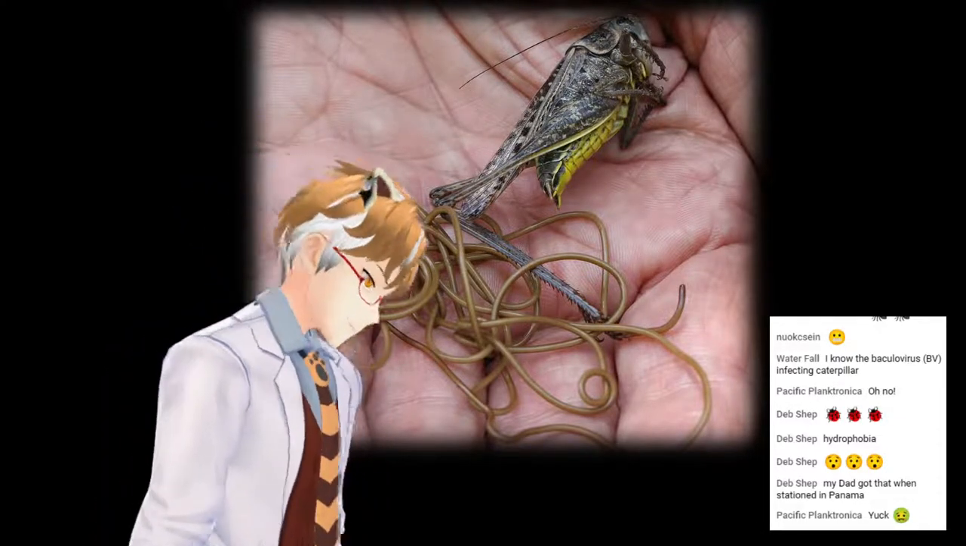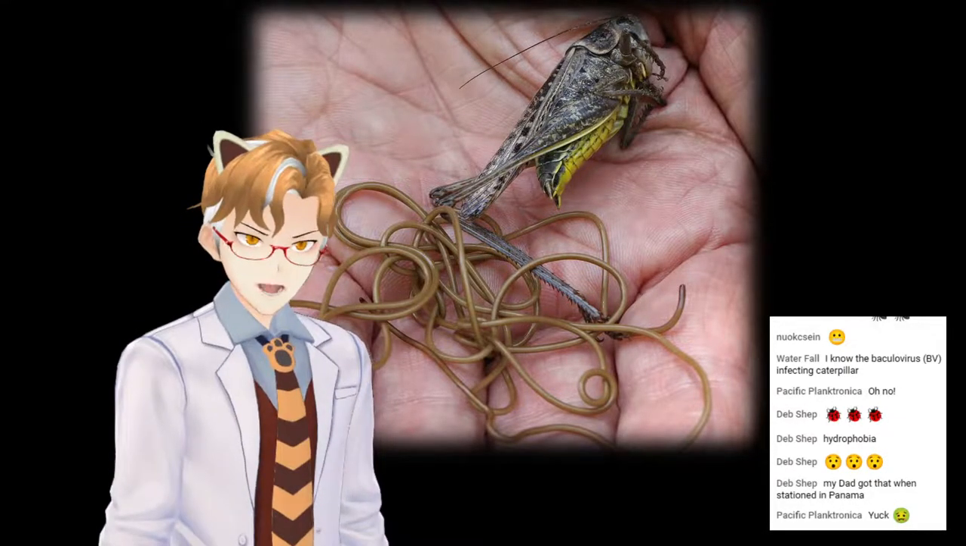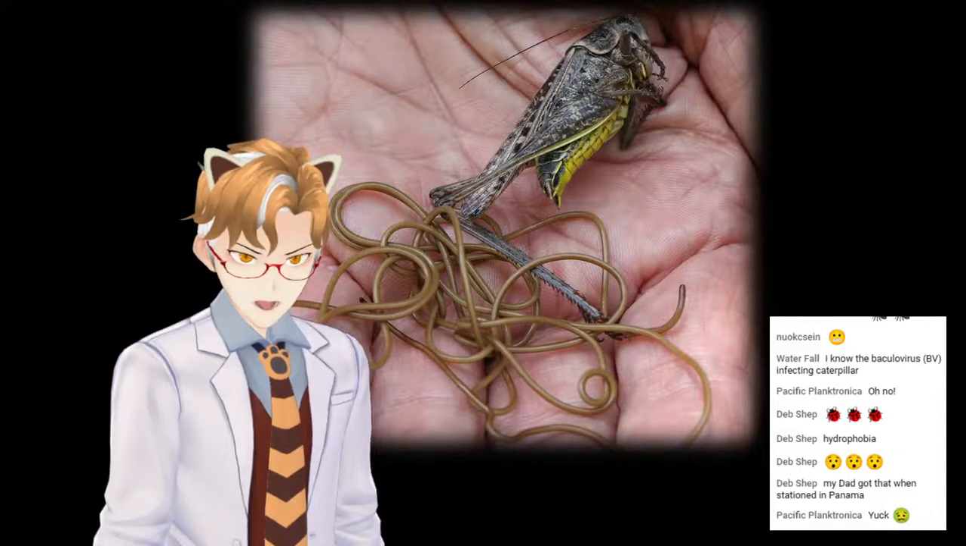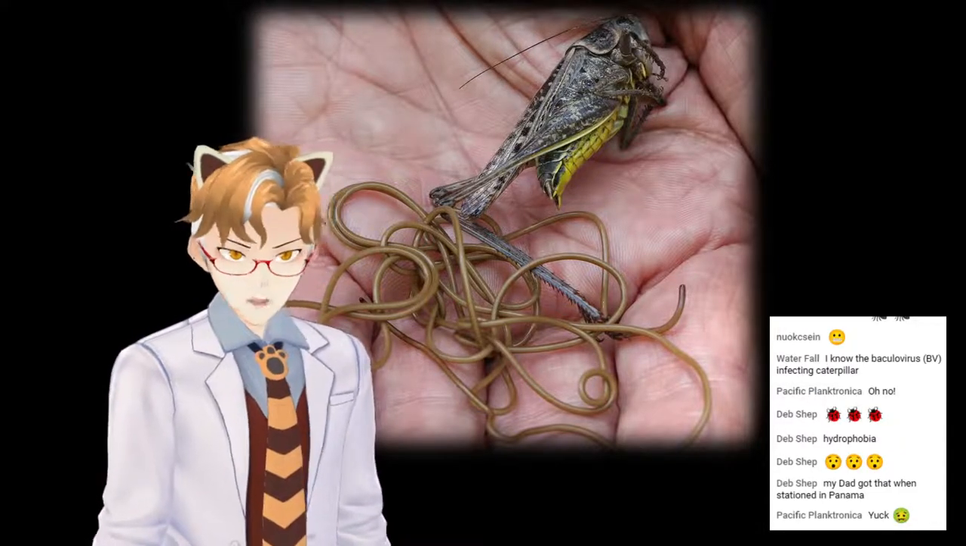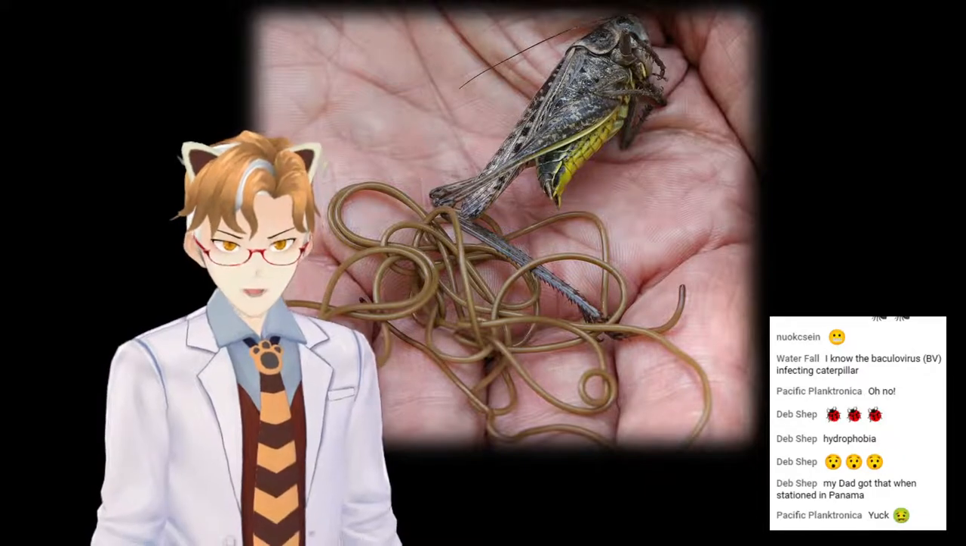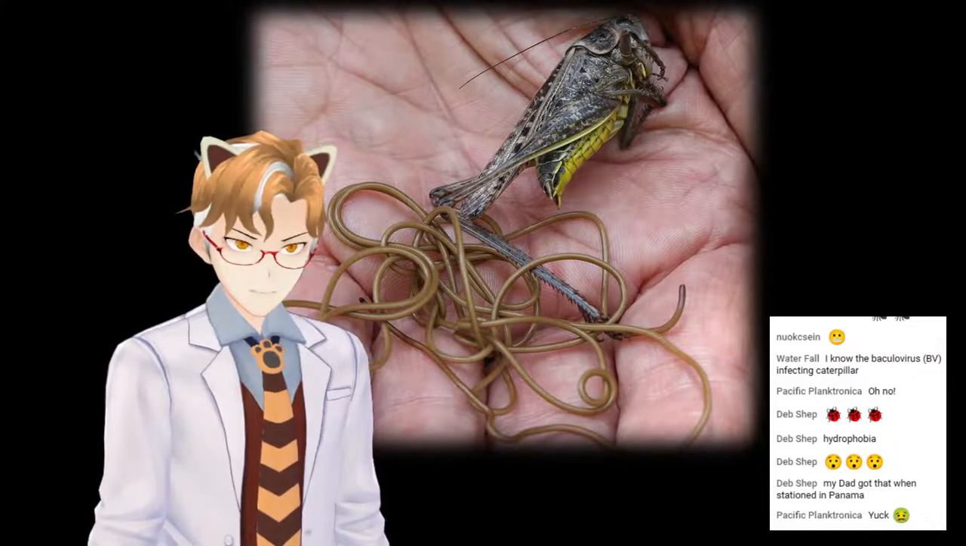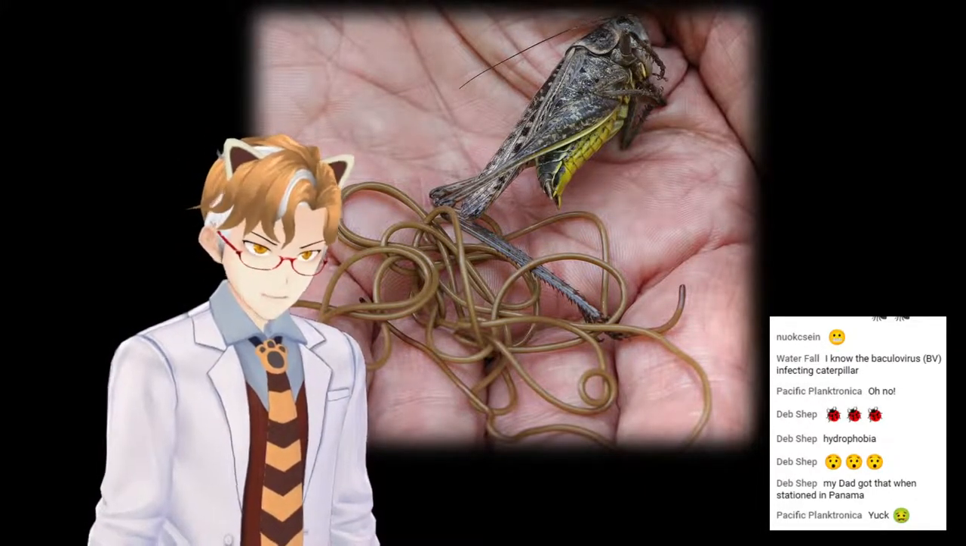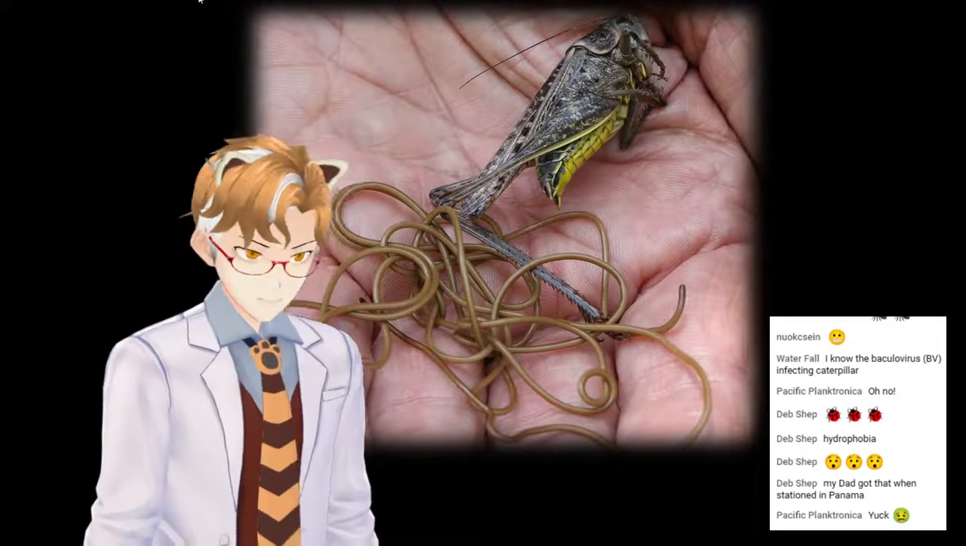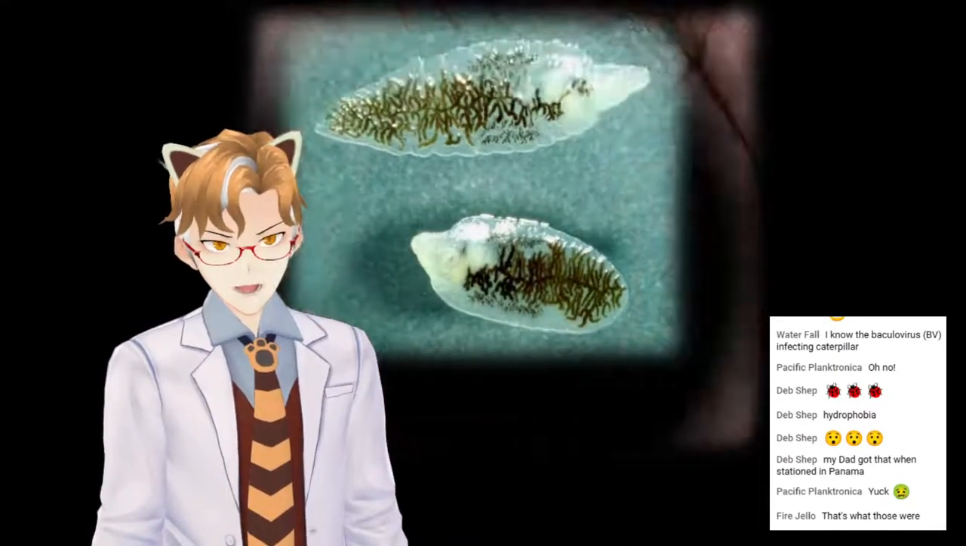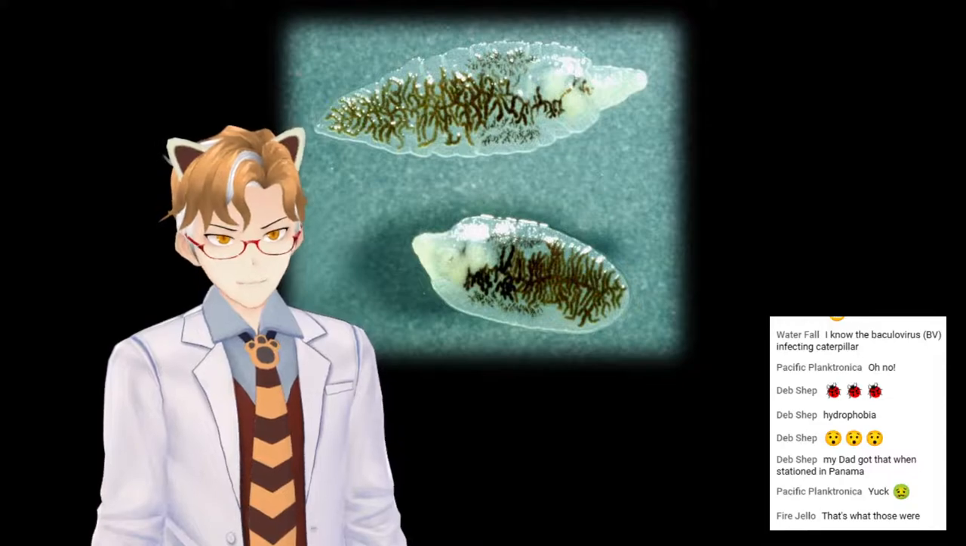All right, I have one final example of a trophically transmitted neuroparasite, and, well, it's a bit of a doozy. It's the lancet liver fluke. That's right. We're back to talking about flukes.